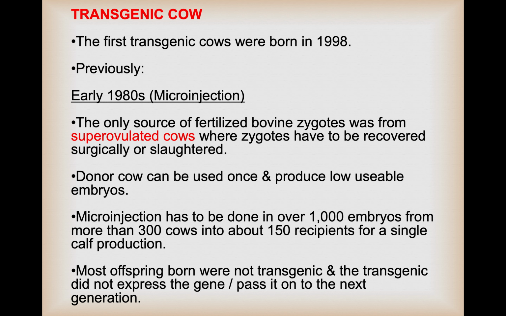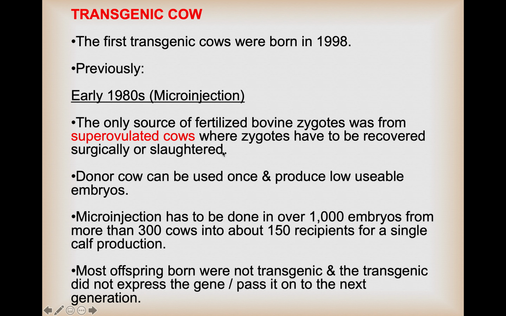The first transgenic cow was born in 1998. This was achieved based on the success of some of the techniques. Early in the 1980s, it was done via microinjection. They tried this, but without much success. The only source of fertilized bovine zygotes was from superovulated cows. The same keyword, superovulated, and the zygote again has to be recovered surgically or the cow slaughtered.